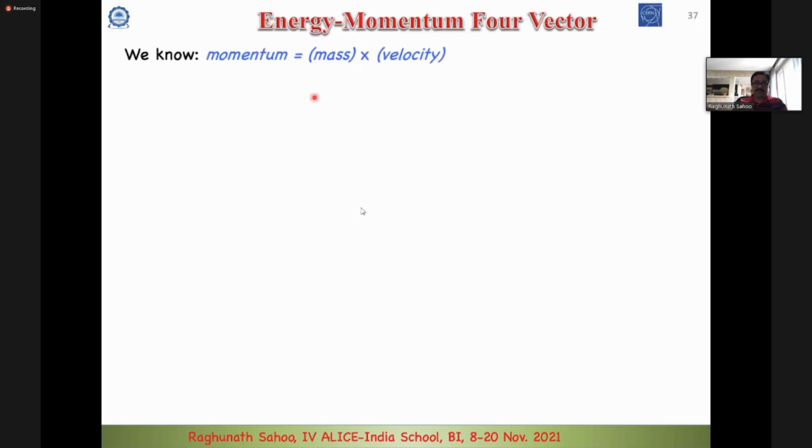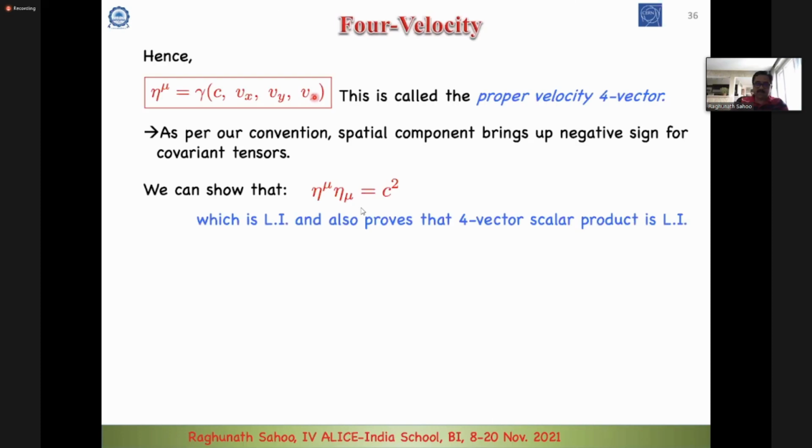Wonderful. With this, is there any question? Because it was a new concept of bringing in four-vectors. Is there a question on this?